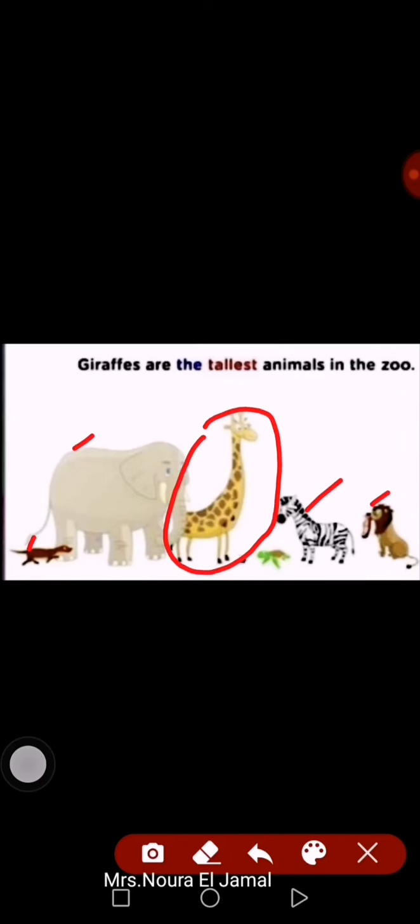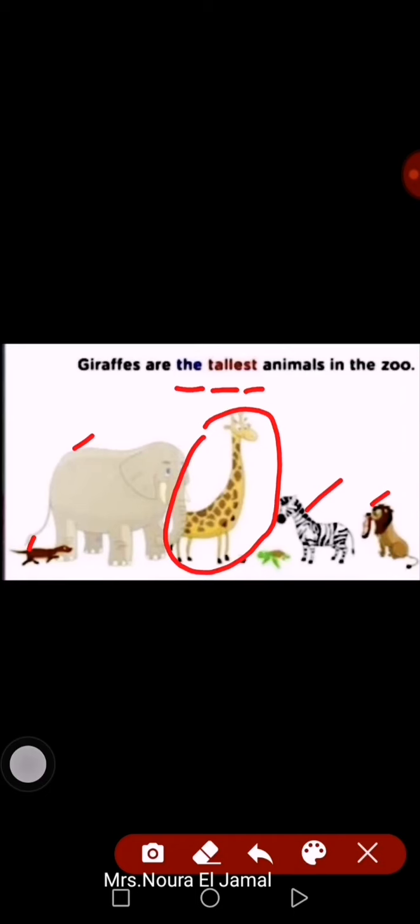So here we compare between many animals, not only two animals, no, compare between many animals. So here I use the superlative adjective. Let's read the sentence together. Giraffes are the tallest animals. I cannot say giraffes are taller than animals. No, the tallest animals in the zoo, or a giraffe is the tallest animal in the zoo. Here I write the, then the adjective tall, then I add est to the adjective. The tallest.